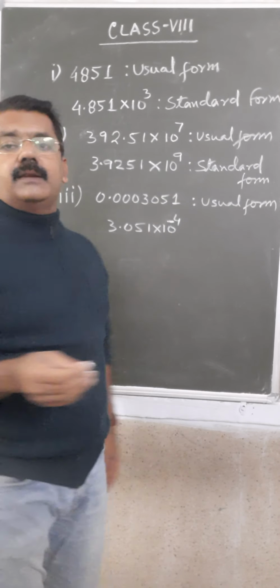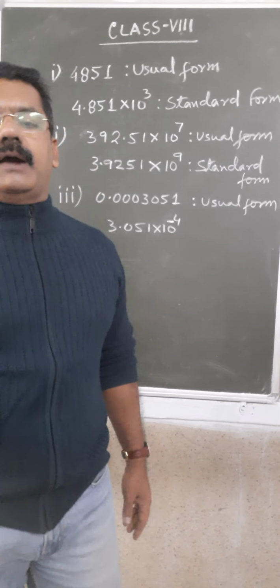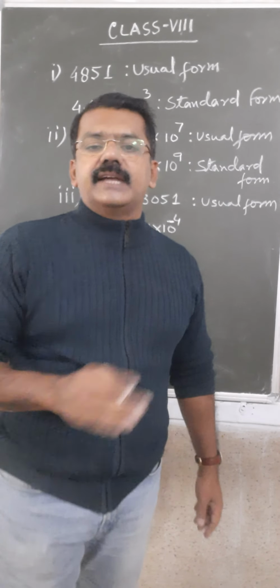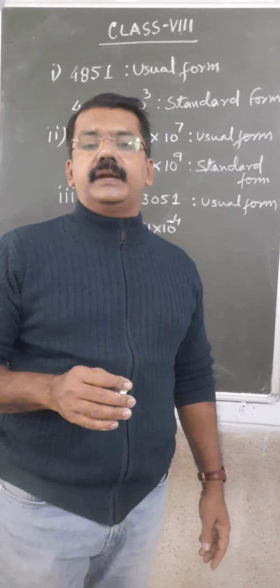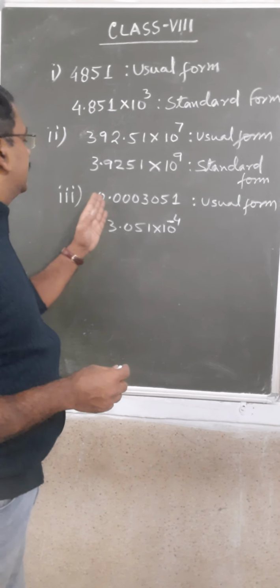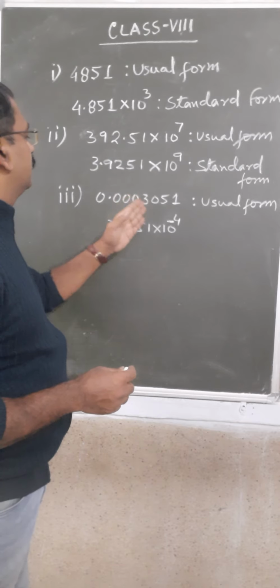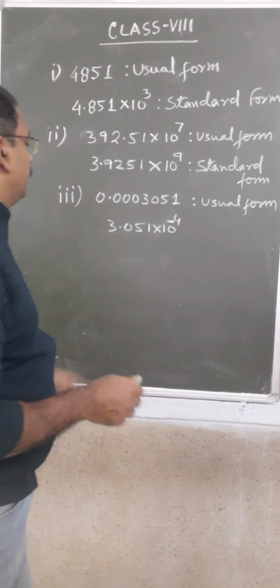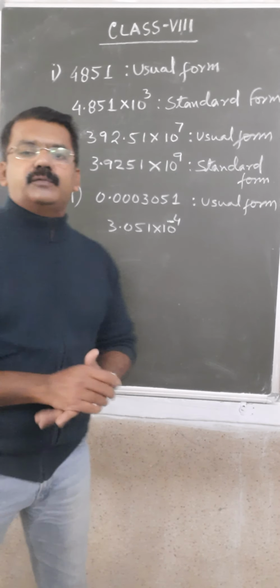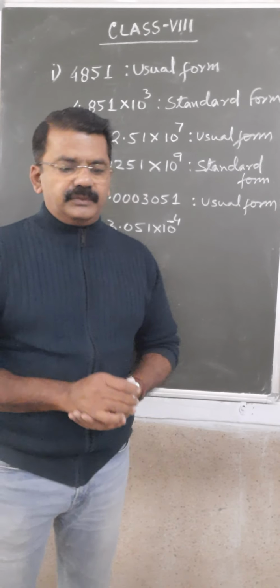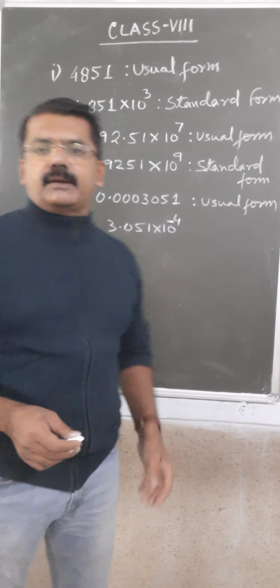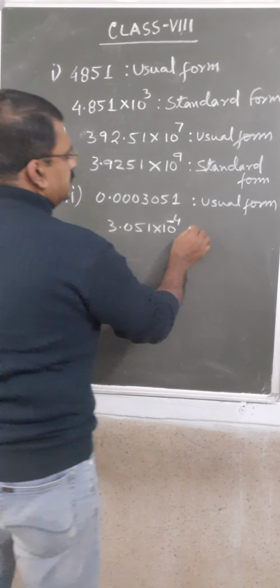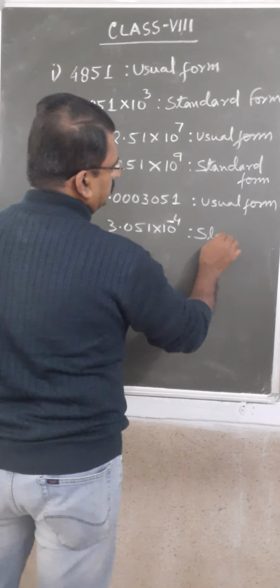When you shift the decimal towards right, the power of 10 will be negative, and when you shift the decimal place towards left, then the power of 10 should be positive. So here I have shifted the decimal 1, 2, 3, 4 places towards right, and that is why it is 10 to the power minus 4. Now you see 3.51 lies between 1 and 10 and into 10 to the power minus 4. So this is the form for standard form. So that means this number is now in standard form.